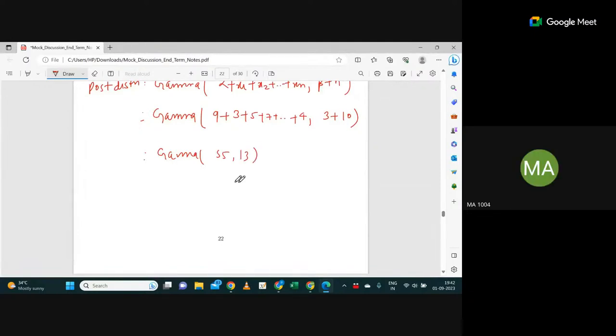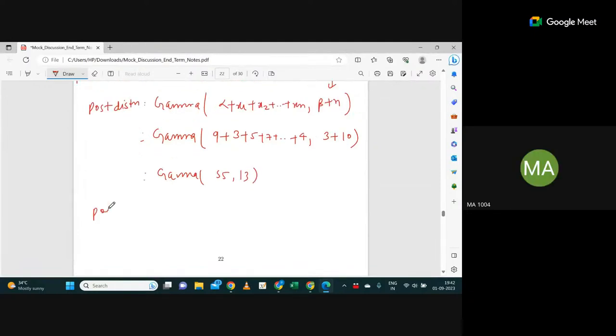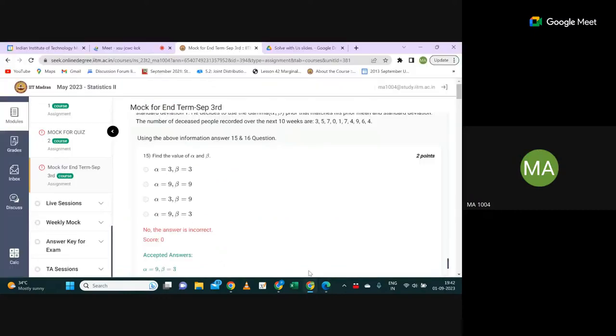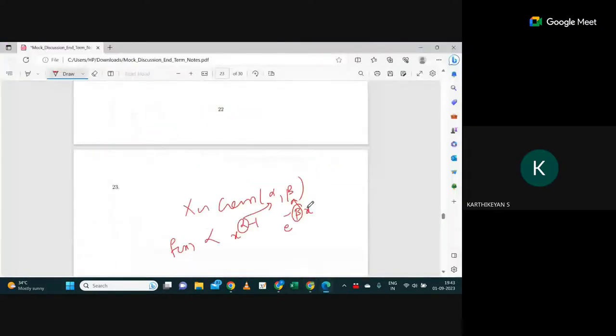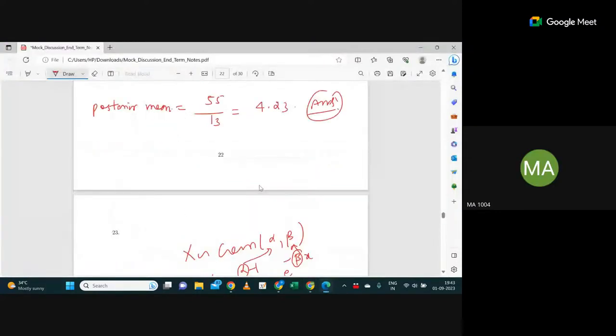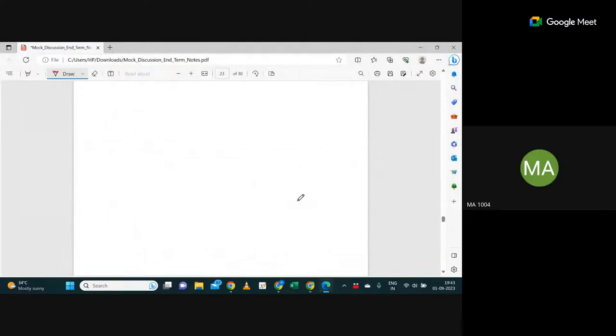So it will be 55, 13. Now this is the distribution. What is the posterior mean? It's alpha by beta, which is 55 by 13. So it will be 4 point something, 4.23, which is inside the range. Is this clear? Any doubt? Clear for everyone? Yes, sir. That's clear. Okay. Anything else?